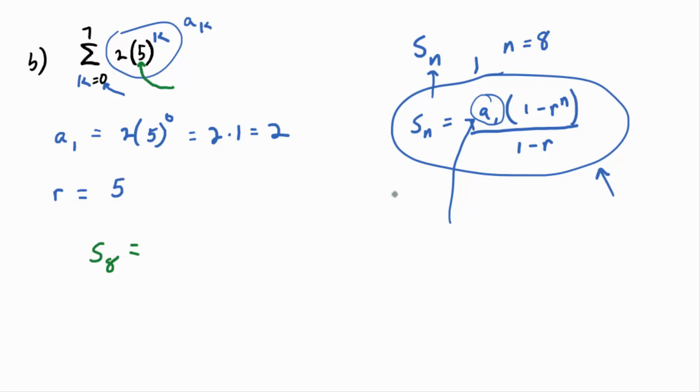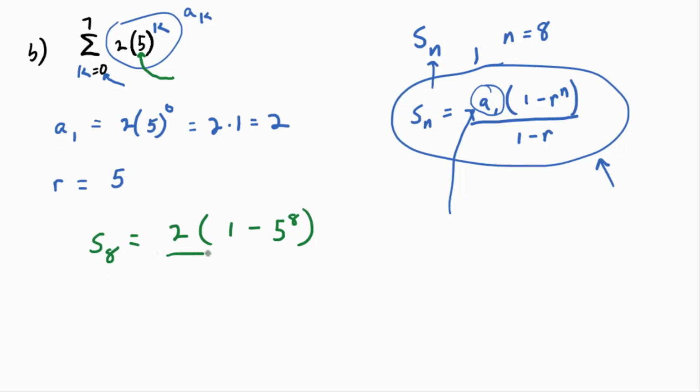Okay, so plug in a1. That's 2 times 1 minus what? So it's 1 minus r to the n. So that's 5 to the 8. Okay, then what goes in the denominator? 1 minus 5. There you go. So all I did was plug into this generic formula. Does that make sense?